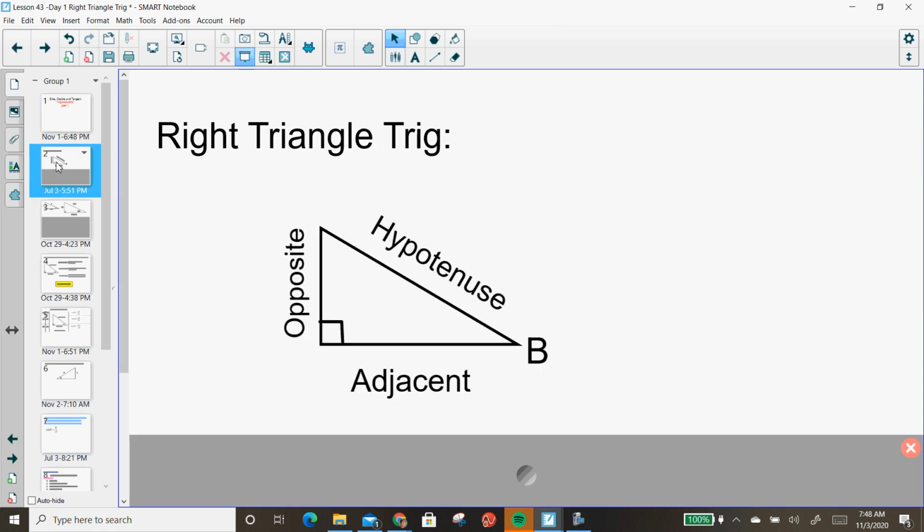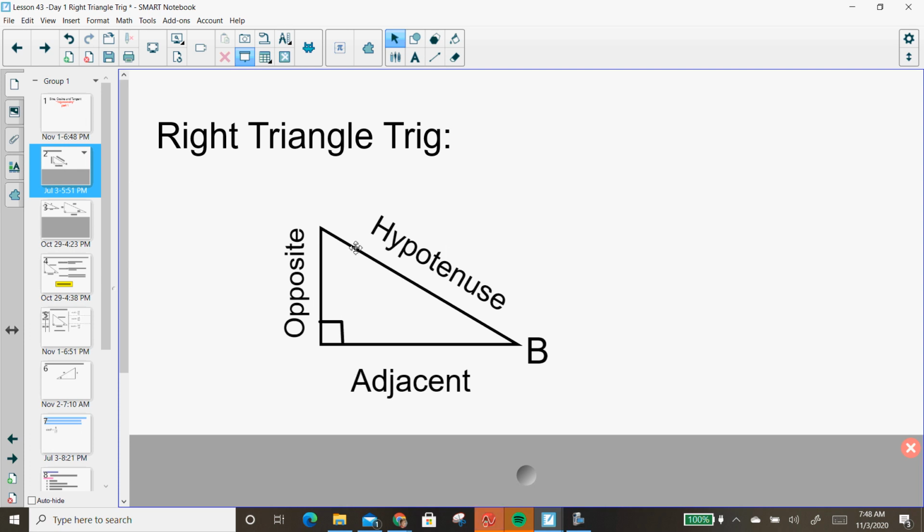So these are special ratios for angles, and all we are going to do in this course is right triangle trig. Next year in Algebra 3, you'll start learning about trig for other angles. But right now, this year, it's just special ratios in right triangles. So if you don't have a right triangle, you cannot use trig yet.